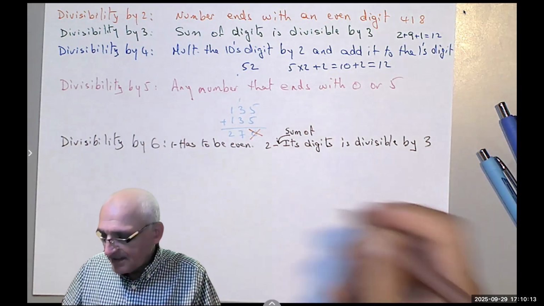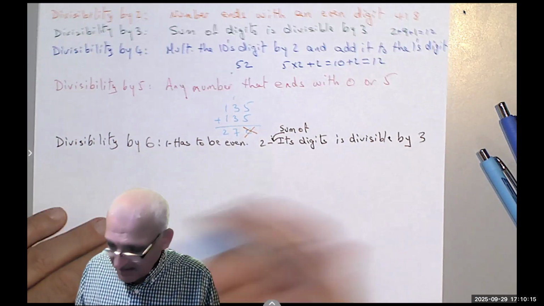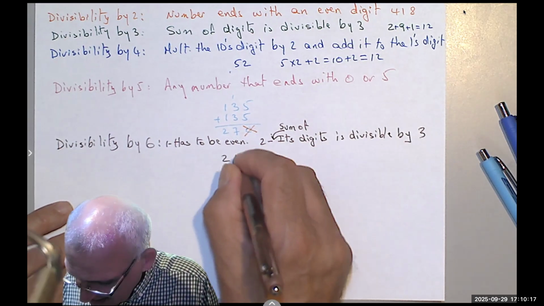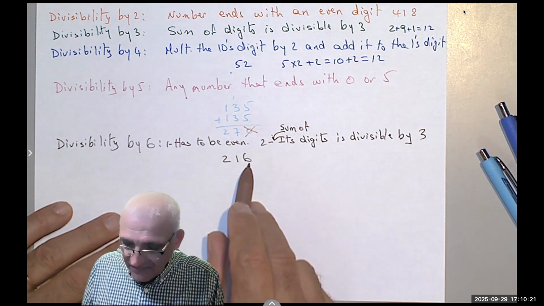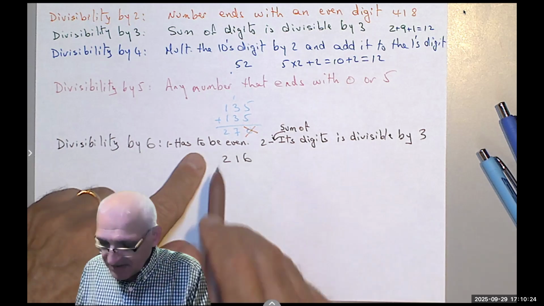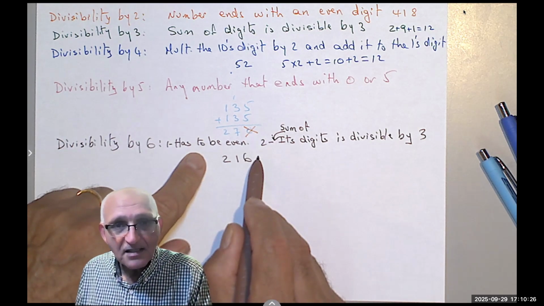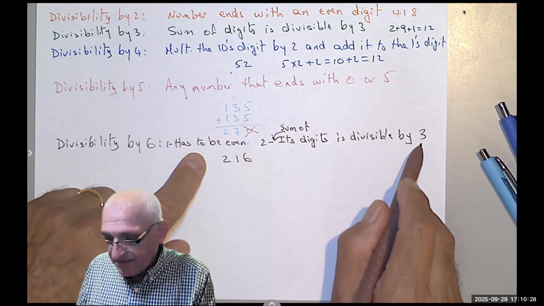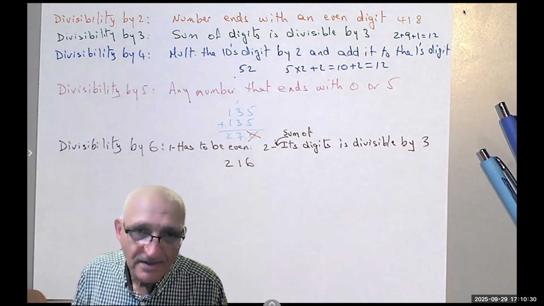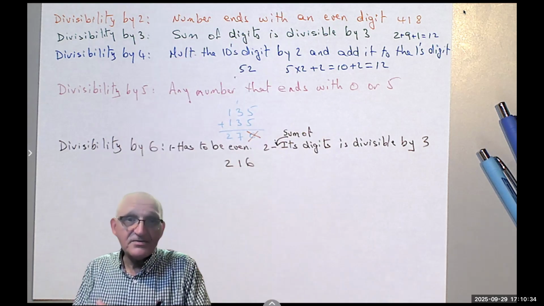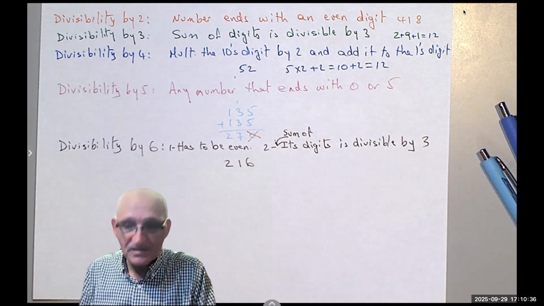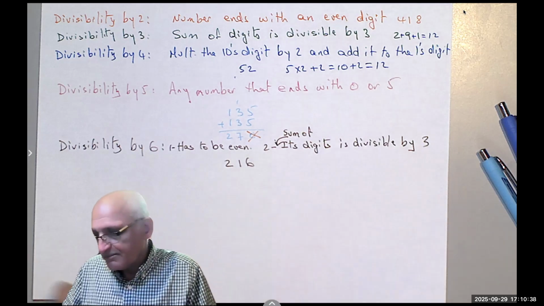For example, let's take 216. It ends with an even number, so I can continue. Its digits add up to 9, and 9 is divisible by 3. Then this number is divisible by 3. Okay? It's 36 times 6, which is 3 times 6 times 6. This is really 6 cubed.